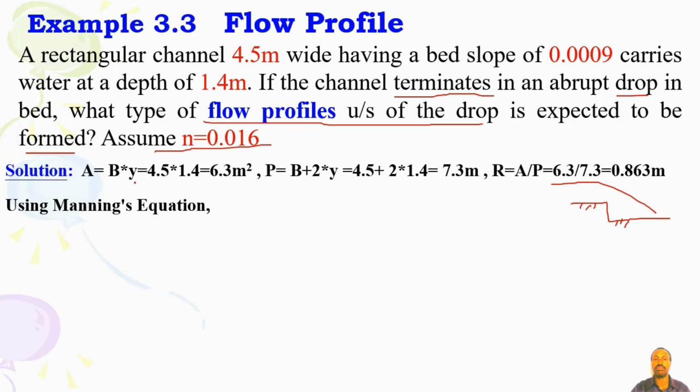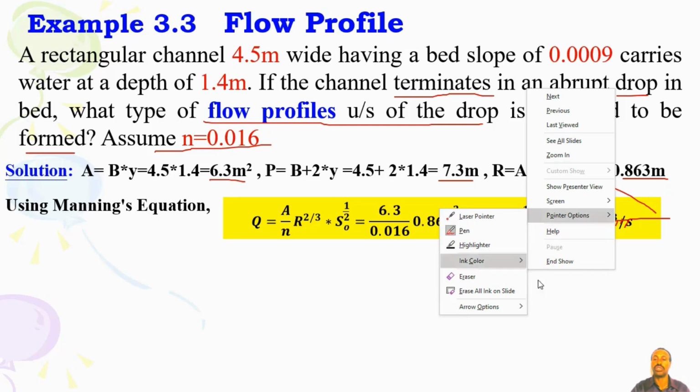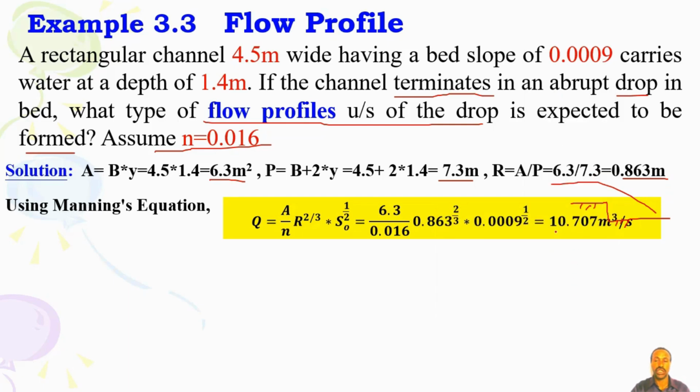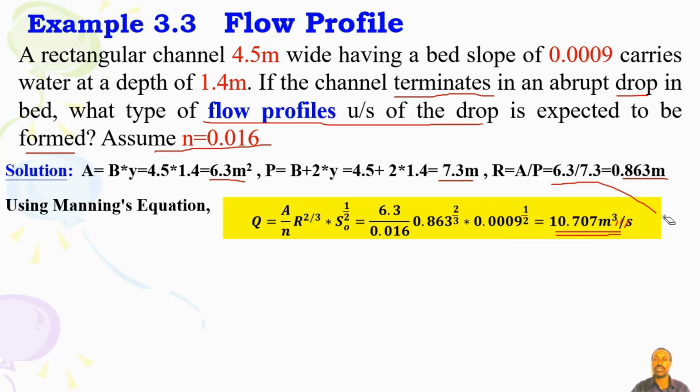So for a rectangular channel, B times y will be the area, and the perimeter B plus 2y as usual. You get this result. And the hydraulic radius, area over wetted perimeter, you get 0.863. So using one equation, now you can find the discharge, or the flow rate, which is passing through the channel, which is (A over n) R to the power 2/3 times square root of S naught. Then you can find 10.707 meter cube per second. So this is the channel discharge.